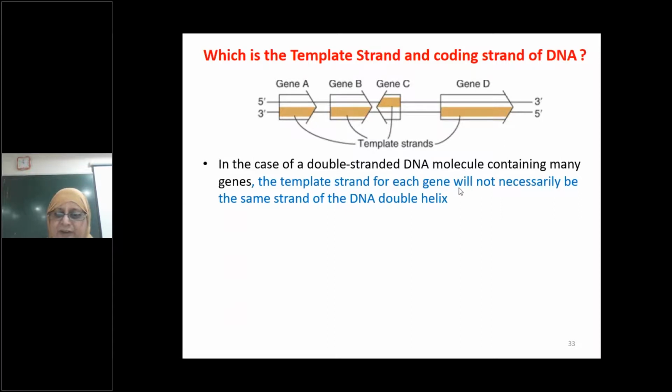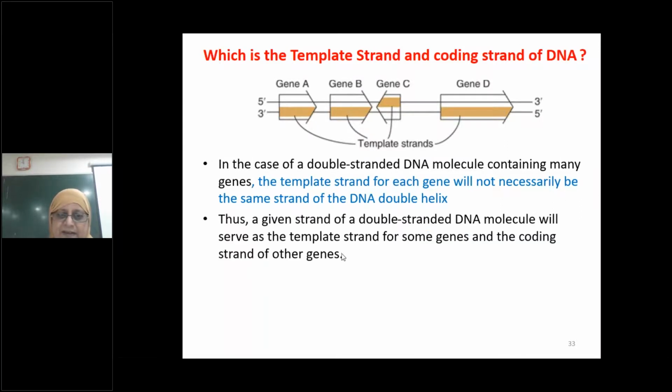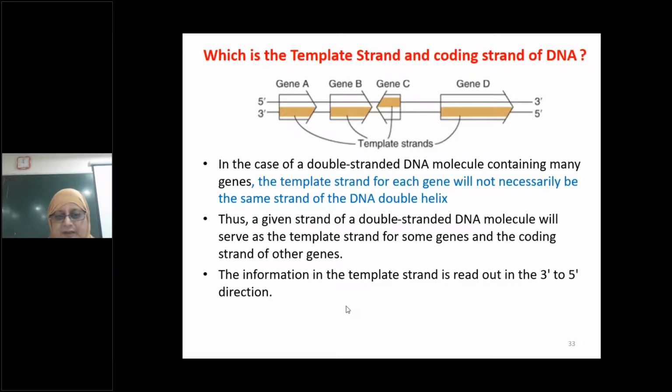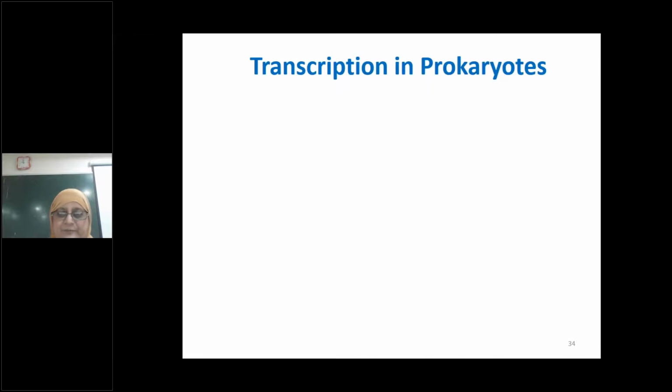So the template strand for each gene will not necessarily be the same strand of the DNA in the double helix. A given strand of the double-stranded DNA molecule will serve as a template strand for some genes and the coding strand for some other genes. But the information in the template strand is read out in the 3' to 5' direction, while transcription takes place in the 5' to 3' direction.